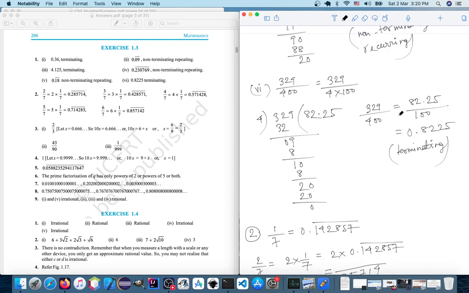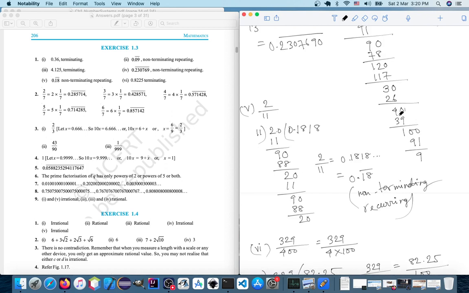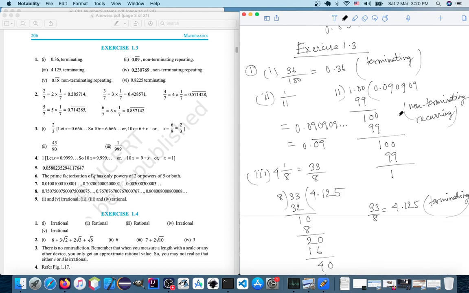Let's check question number 1. So 0.36 is terminating, fine. 2 is 0.09 bar, which is non-terminating repeating. Oh, I forgot to write it here. This is non-terminating repeating.